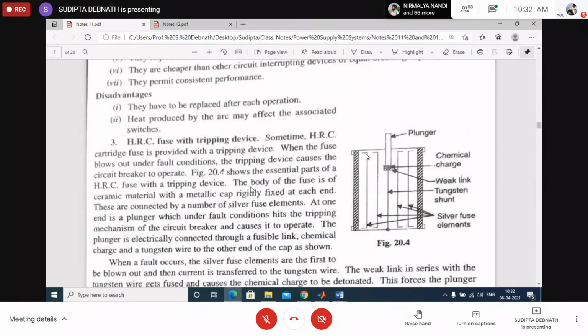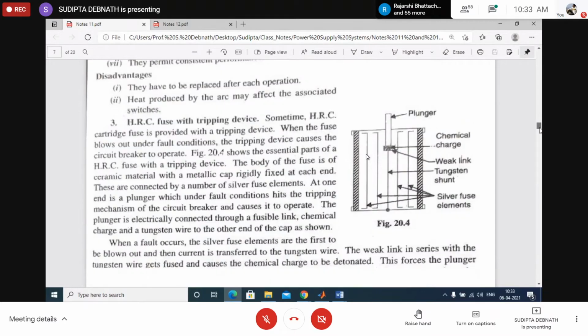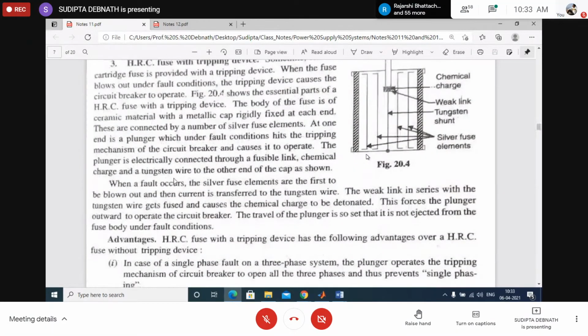So what is written here? The body of the fuse is of ceramic material, just like the previous one. Then these are connected by a number of silver fuse elements. At one end is a plunger which under fault conditions hits the tripping mechanism of the circuit breaker and causes it to operate. The plunger is electrically connected through a fusible link, chemical charge, and a tungsten wire to the other end of the cap. So some chemical reaction takes place which causes a force on the plunger, and it connects to the circuit breaker which disconnects the circuit.